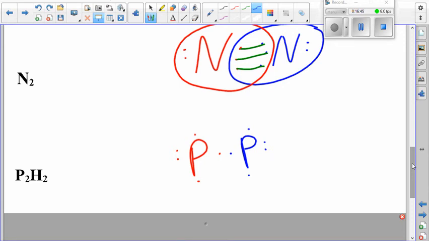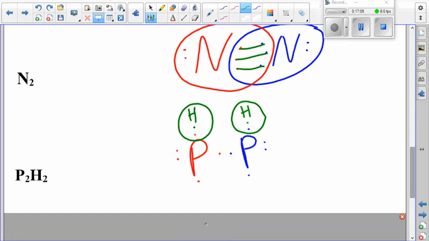Similar, but I have some H's in play now. I have a couple of H's I need to take care of. So those will go on the outside somewhere. And again, symmetry is your friend, so always make it symmetrical when you can. So if I'm going to put an H up here on the P on the right, I should do the same thing right here. I should put it on top over here. So those guys are happy.